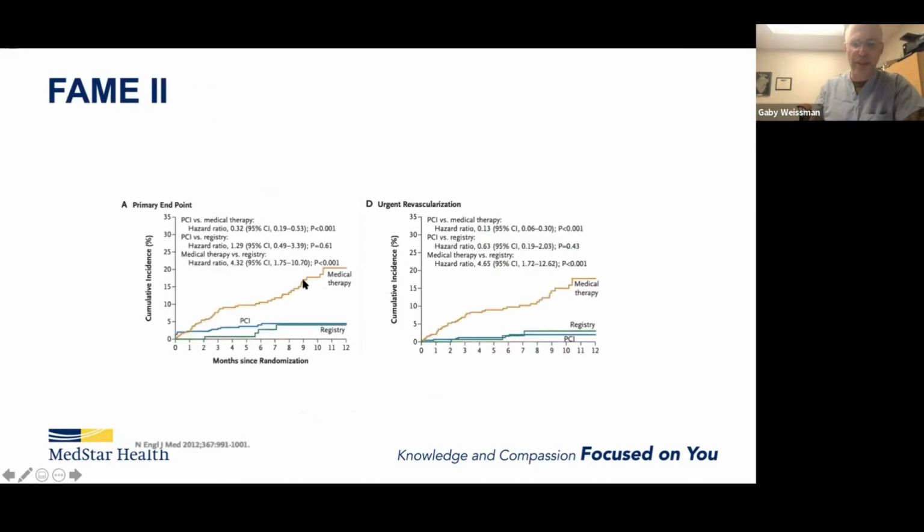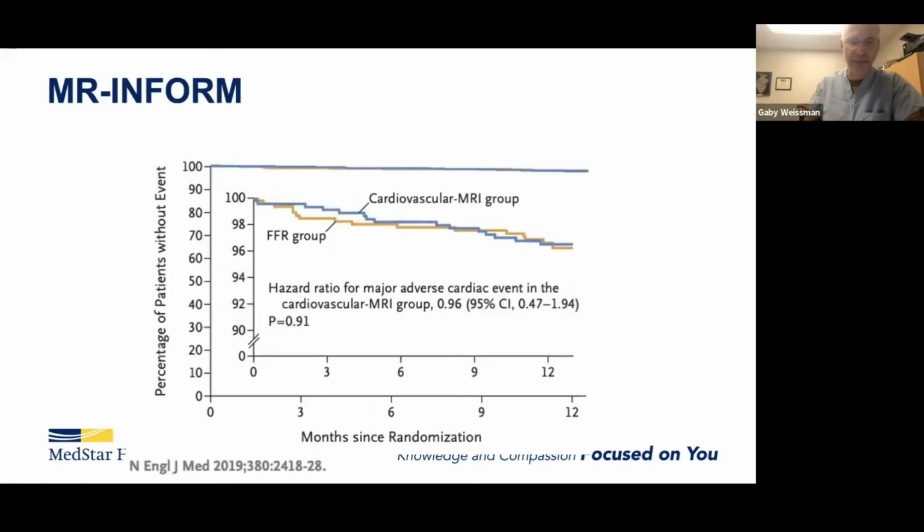And then there's the FAIN-2 trial. I won't go through the details there. There were similar signals there.